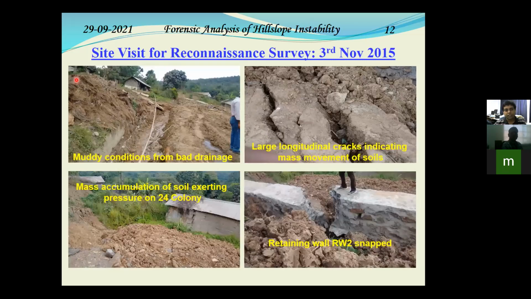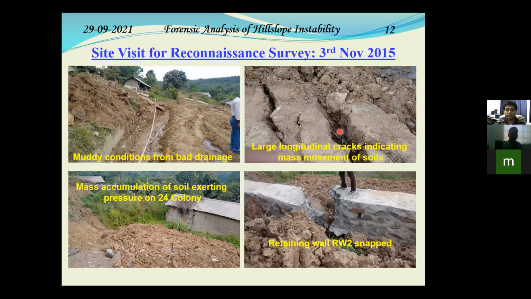Then we moved downhill from retaining wall 1. In this location, the condition was very muddy, which means water is accumulating there. This indicates a good amount of seepage from the uphill part. Most of the drains were choked due to the mud flowing into them. Further downhill, we could see large longitudinal cracks. These thick cracks propagating longitudinally one after the other indicate mass movement of the soil in the orthogonal direction, from left to right.